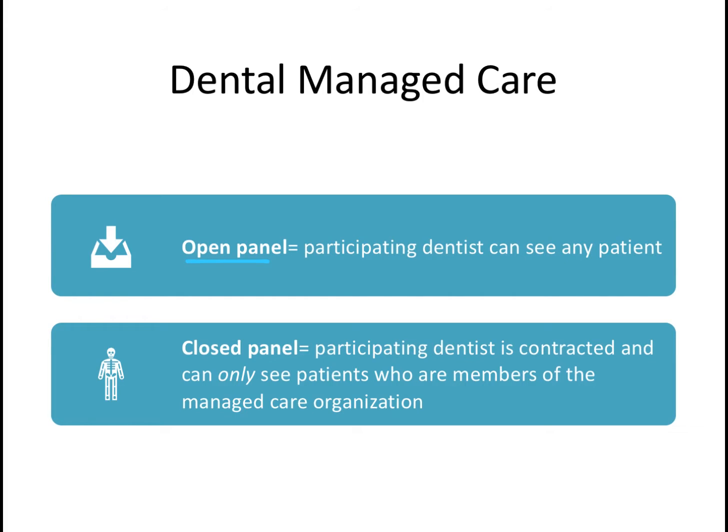And open panel plans often are described as freedom of choice plans, whereas a closed panel health plan refers to a dental benefits plan involving salaried dentists. So only patients who are members of that HMO or PPO can see these dentists to receive benefits. And likewise, these dentists can only see those patients enrolled in that plan. So open panel, you can see anyone. Closed panel, you can only see patients, dentists in that plan.